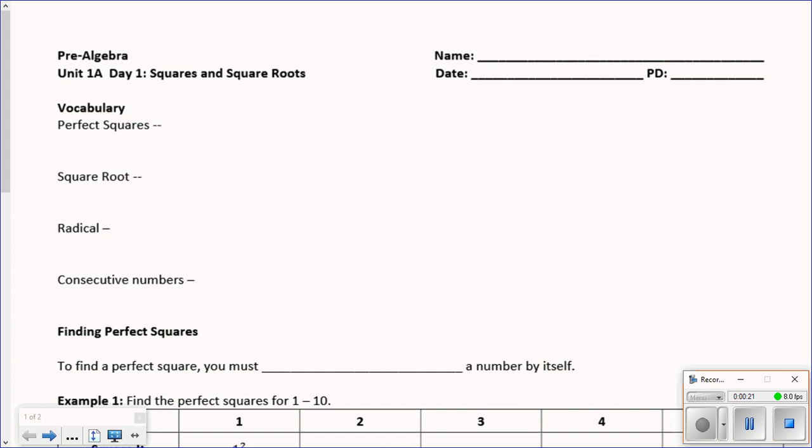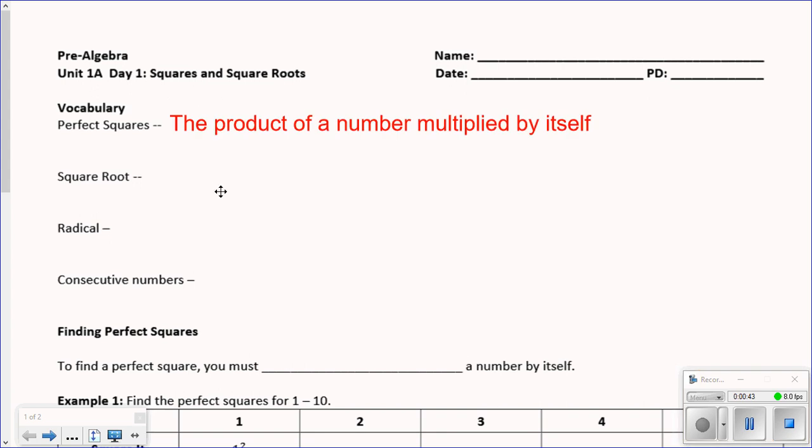We're going to start with Unit 1A, Day 1, Squares and Square Roots. Okay? So the first thing we're going to do is start with our vocab. We have perfect squares. Let's just go ahead and get into this definition.